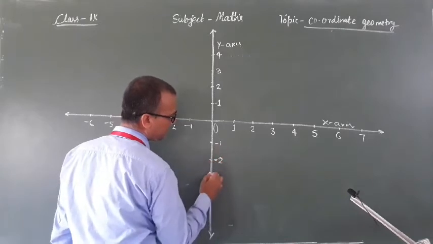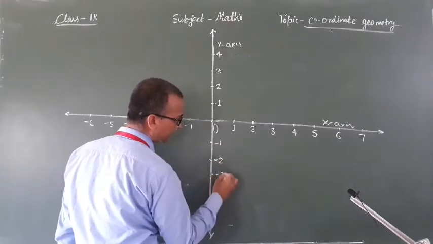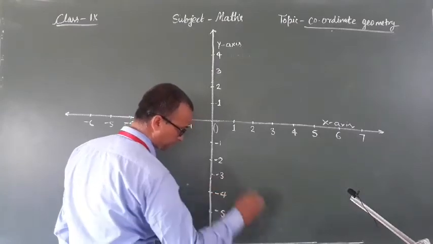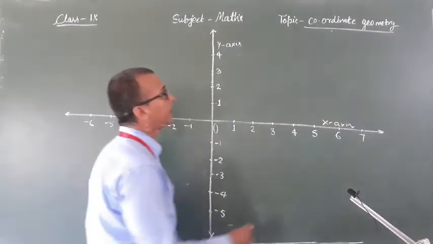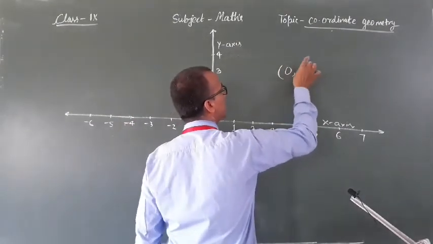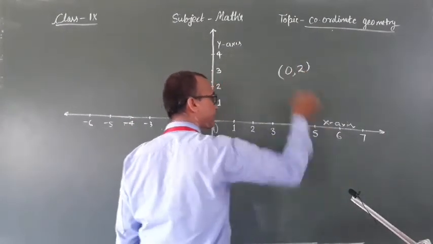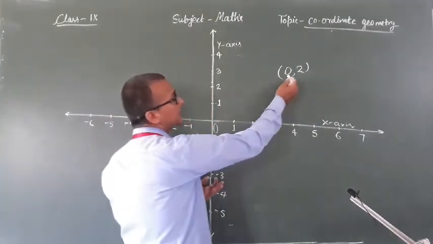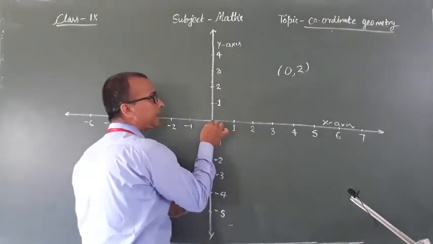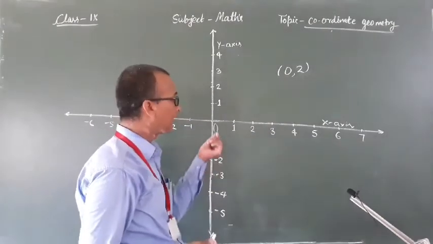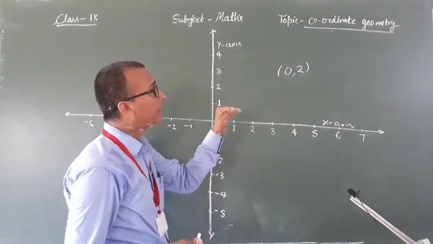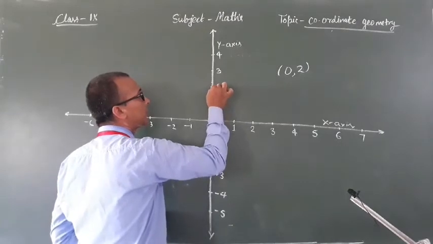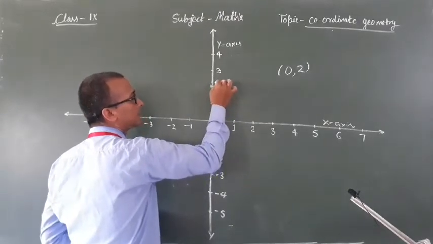It is also the negative direction, downward. In the ordered pair, there is written 0, 2. It means on the x-axis the measurement will be 0 units. We are on the origin, and 2 means in the positive direction 2 units. This point is (0, 2).